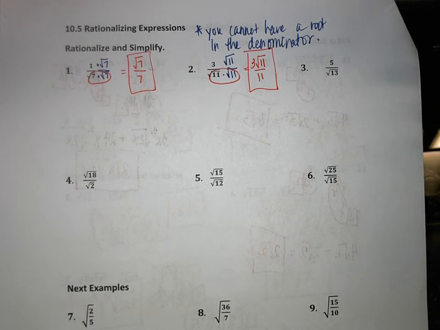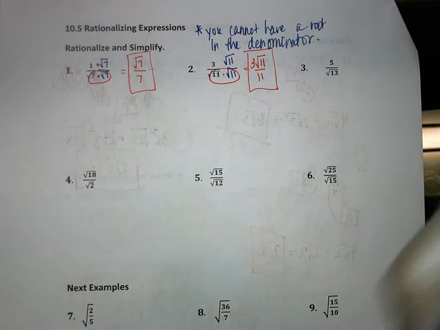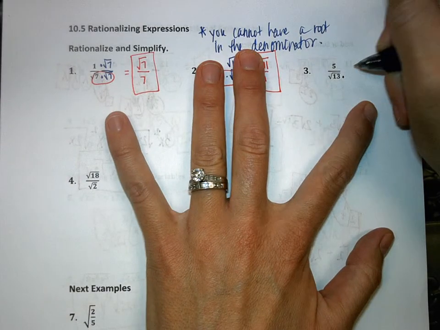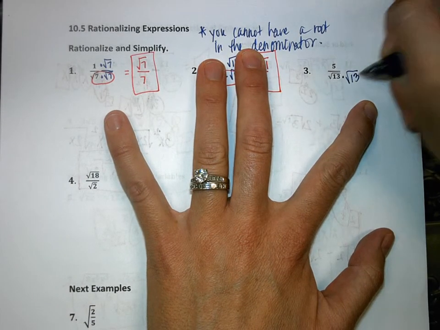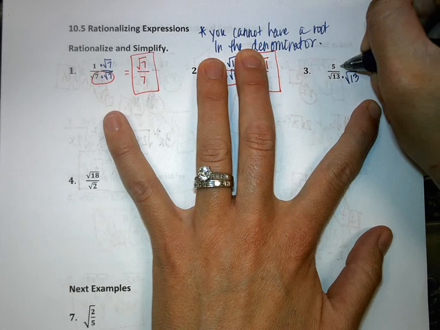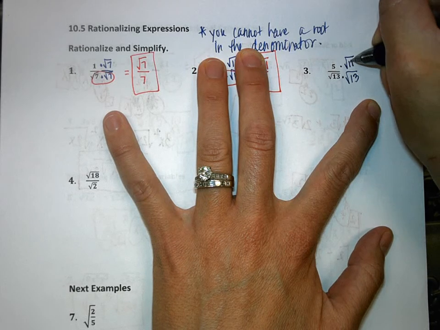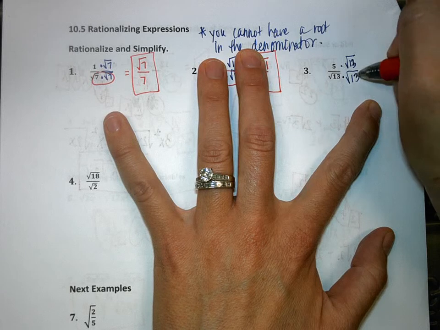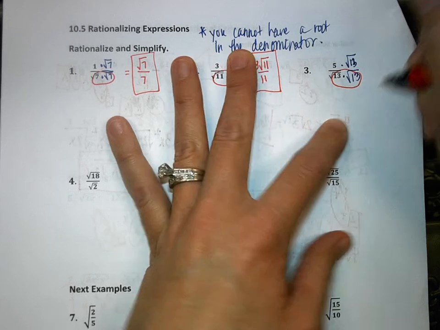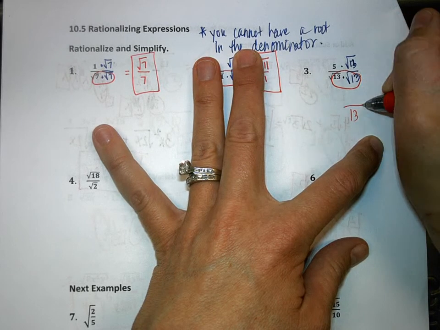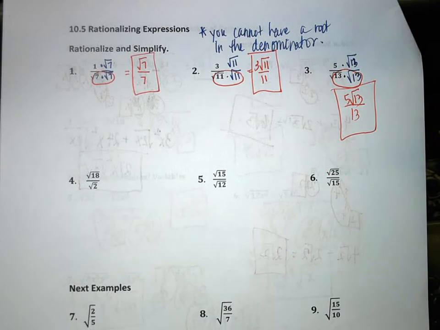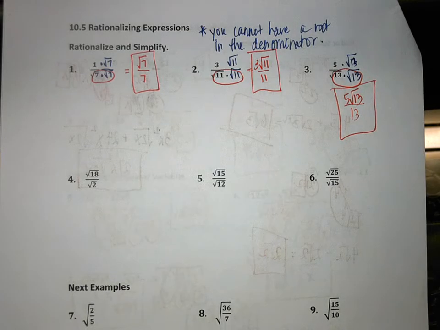Okay, so what am I multiplying by? Root 13. And whatever I do to the bottom, I also do to the top. And the root 13s on the bottom make a pair, which is just 13. And on the top, we have 5 root 13. Very good.